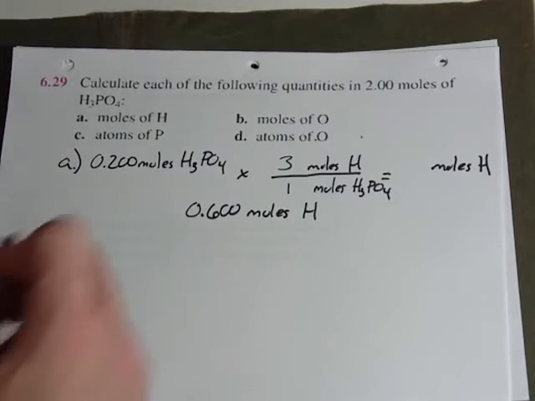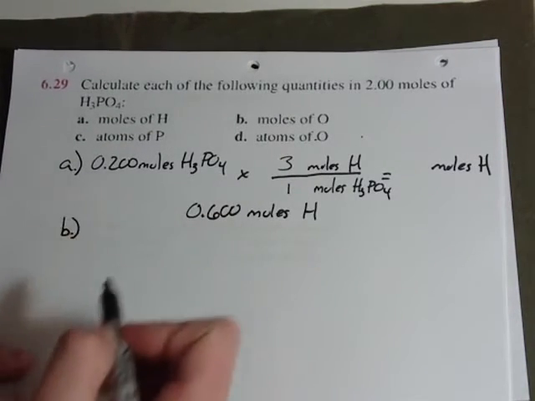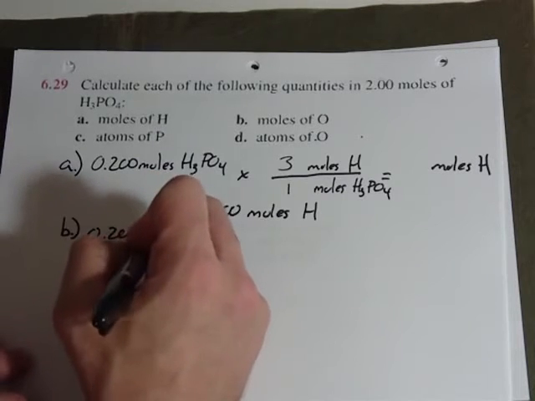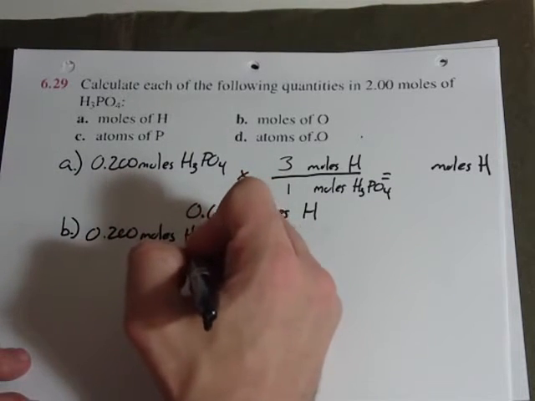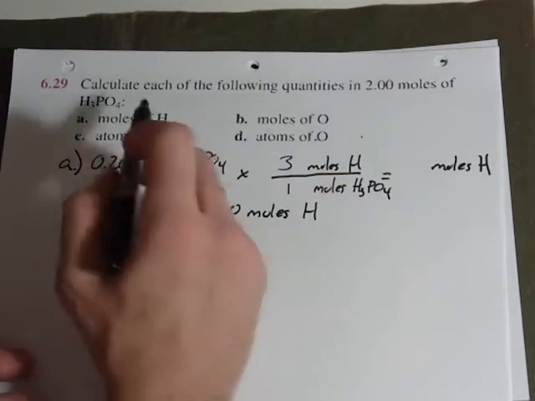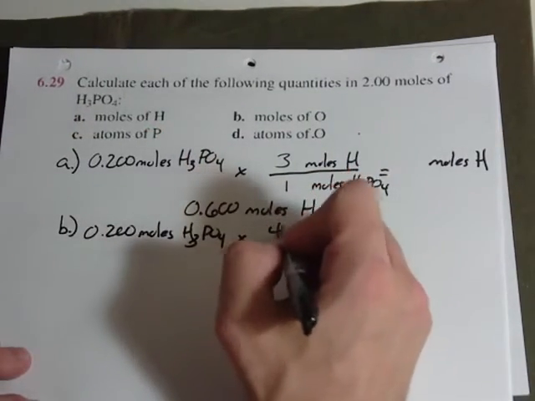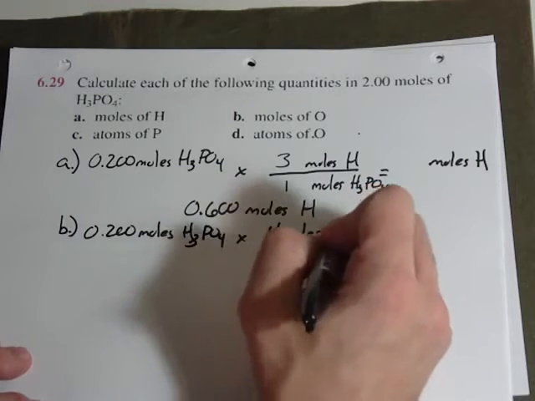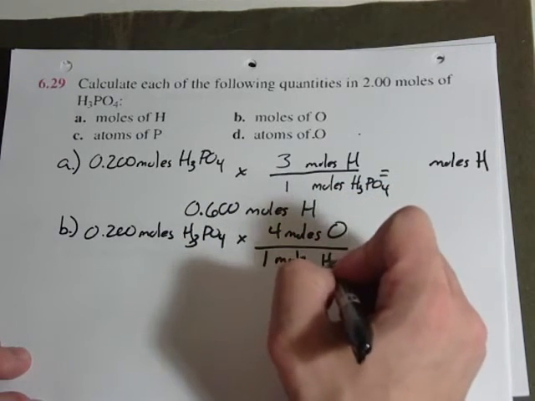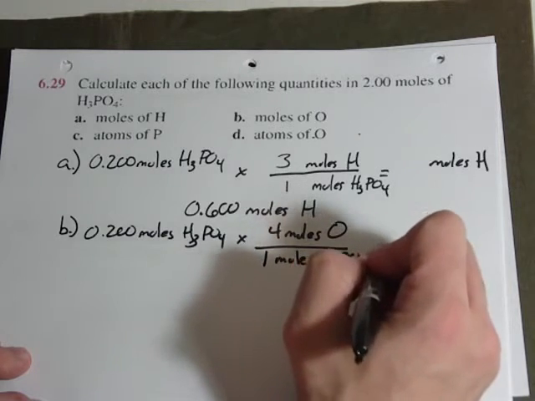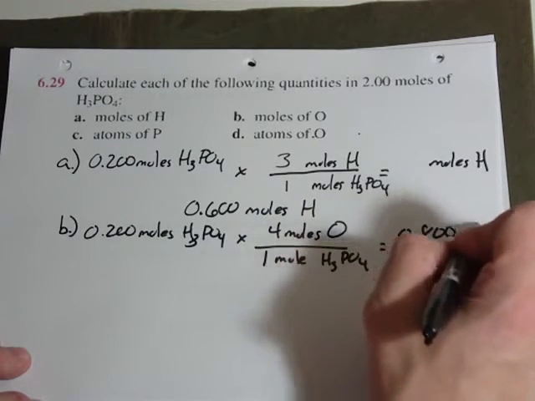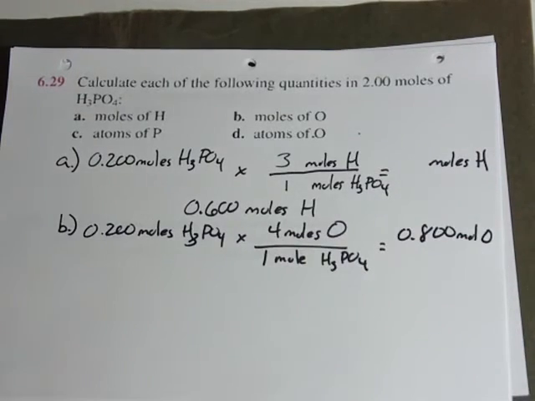The same thing can be done for B. And so in B, we have 0.200 moles of H3PO4 again. And this time we have 4 moles of oxygen per 1 mole of H3PO4. And that just gives us 0.800 moles of oxygen.